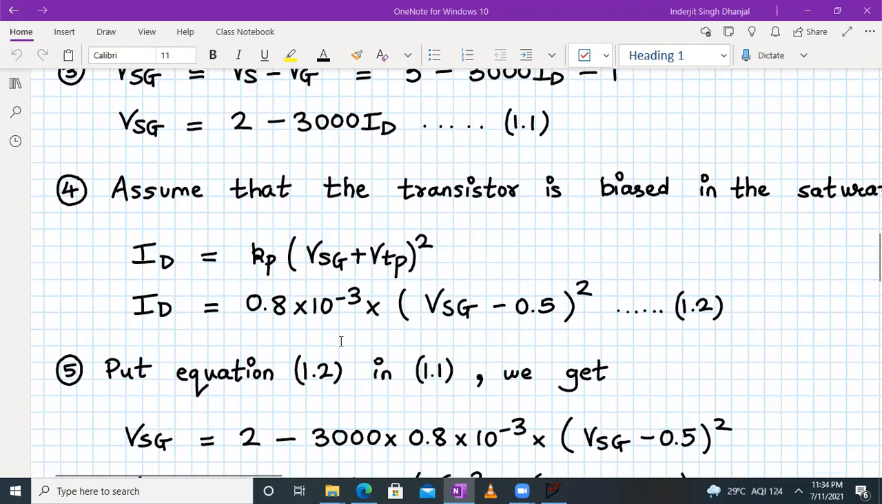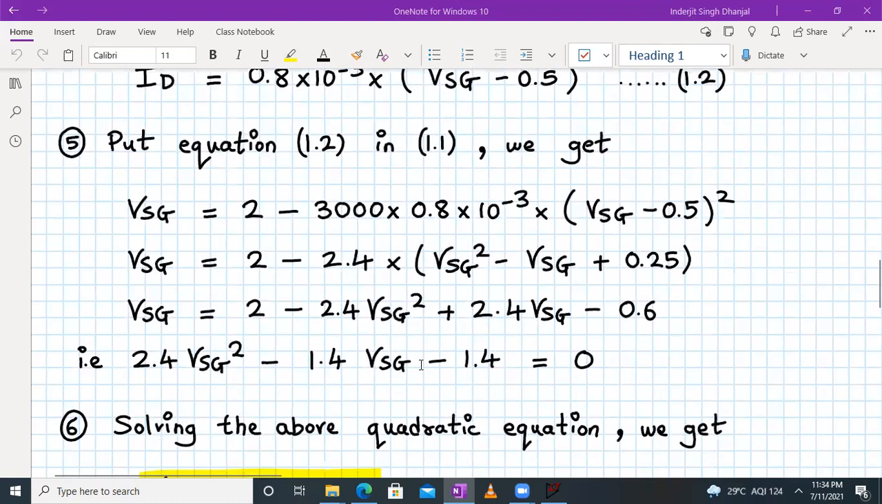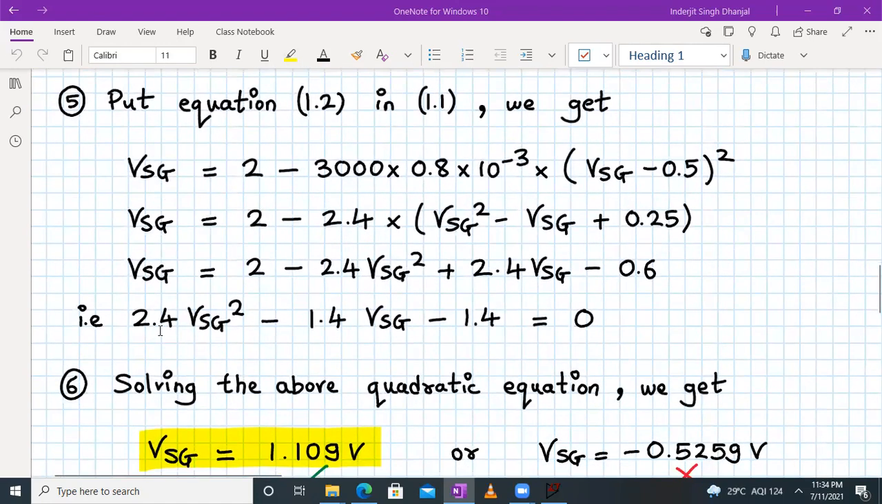So what we do is we substitute the ID value from 1.2 in equation number 1.1. What do we get? VSG is equal to 2 minus 3000 into this entire expression of ID: 0.8 milli into VSG minus 0.5 the whole square. Now we simplify that algebraically and you will get a quadratic equation in VSG. That quadratic equation will be 2.4 VSG square minus 1.4 VSG minus 1.4 equal to 0.